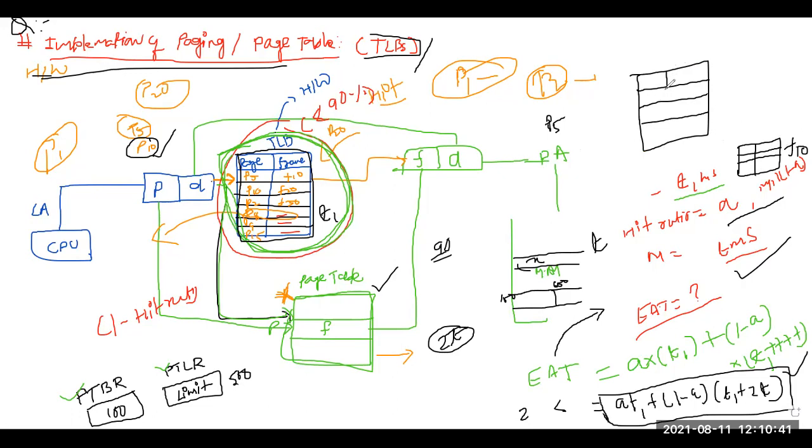Now once I find it, I will store this page for future reference. I will store here page 5 and frame 10. कहाँ स्टोर करेंगे, TLB में. फ्यूचर रेफरेंस के लिए स्टोर किए, so that in the near future, अगर सपोज नेक्स्ट टाइम P5 की जरूरत पड़ी, now there will be a TLB hit because I will find this page in my TLB only, so no need to go for the page table again. This is the need. This is the reason why we are using TLB, so that we can reduce the access time.